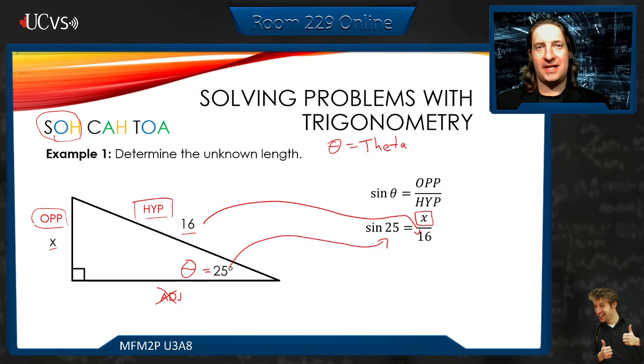I want to get x by itself. So x right now is divided by 16. So let's multiply both sides of my equation by 16. What happens now is the 16s are going to cancel, and I'll end up with an expression here that x is equal to 16 multiplied by sine 25. And there I just have to plug that into my calculator.